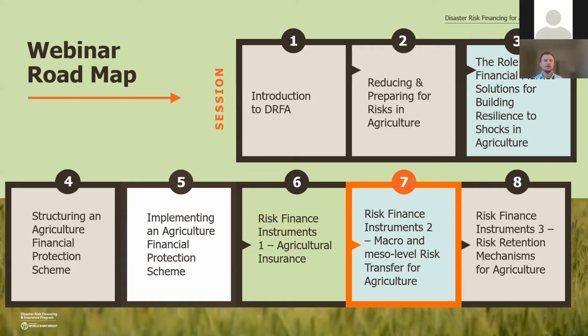This session we're looking more into macro and meso level risk transfer. So this is insurance and other financial instruments that transfer risk away from organizations, businesses, governments, in order for them to support individual farmers themselves. And the next session will be looking at how governments can retain risk within their financial systems in order to support agricultural objectives and vulnerable populations. Next slide, please.